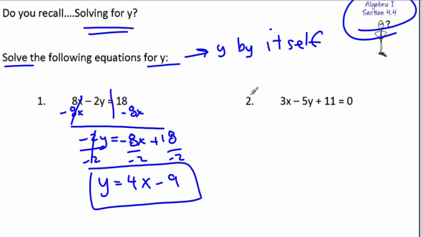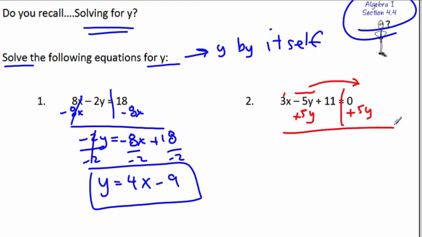Remember doing that? Let's look at number 2. All right, for number 2, you have 3x minus 5y. They added a plus 11 there. Okay, so you could subtract 3x, then subtract 11, then divide by negative 5. That's 3 steps. Or, watch this. Let's just move that over there. What do we got here? Plus 5y, both sides of the equation. Remember when I say sides of the equation, I'm talking about where that equal sign is. Okay, that divides it in 2.